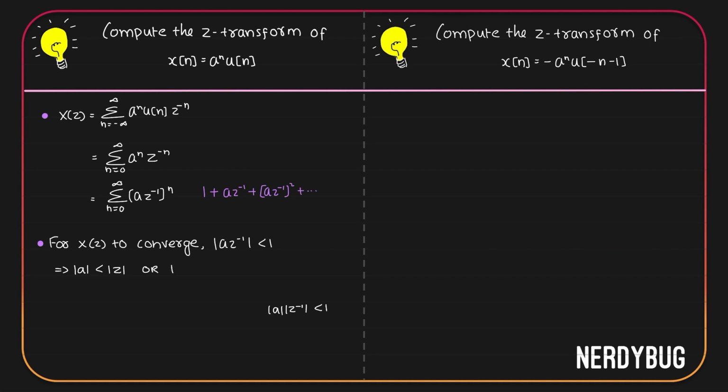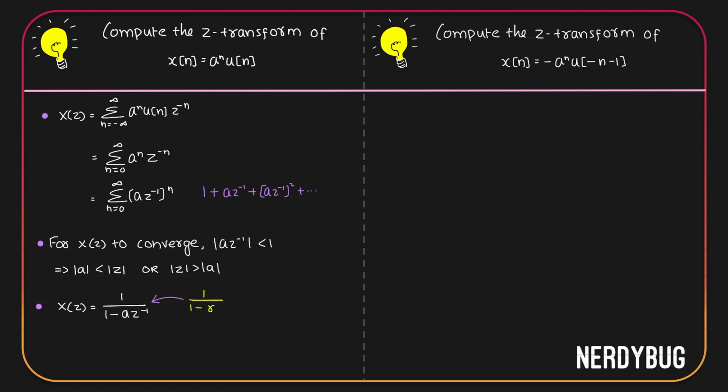Or we can write magnitude of z should be greater than the magnitude of a. Now the sum of a geometric progression whose first term is 1 and common ratio is r is given by 1 by 1 minus r. Here our initial term is 1 and common ratio is a z raised to minus 1. So we can write x of z is equal to 1 by 1 minus a z inverse.